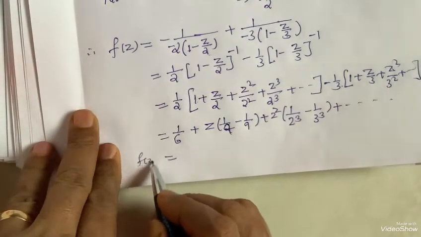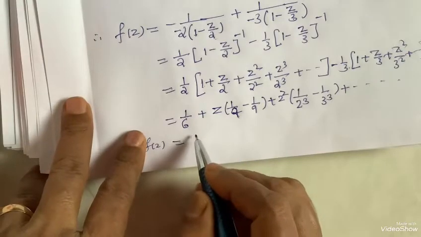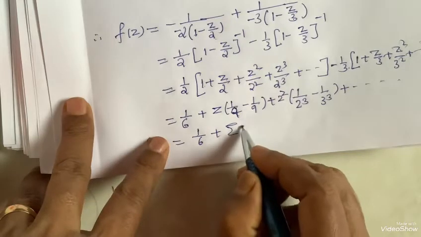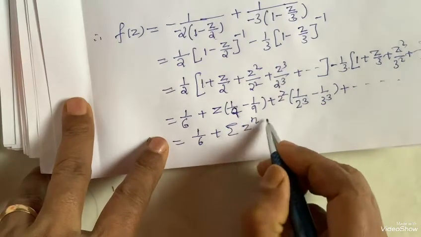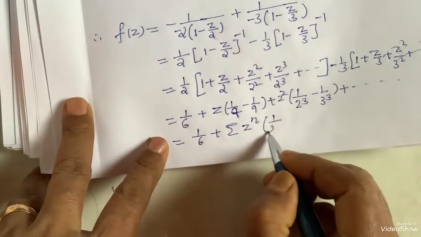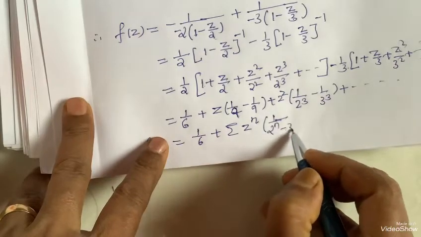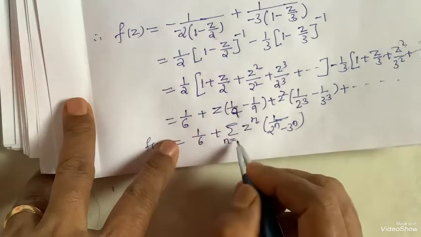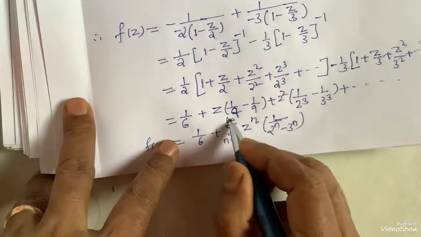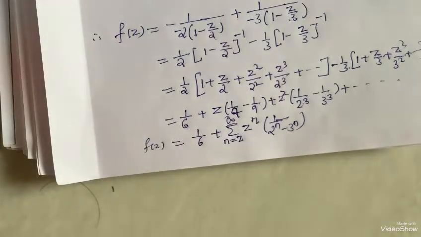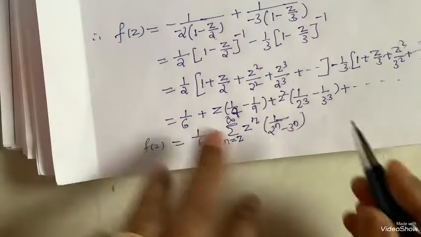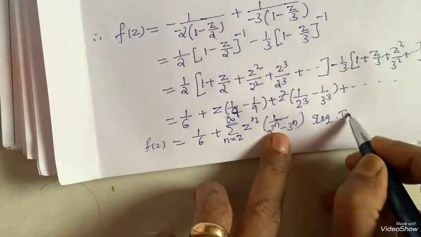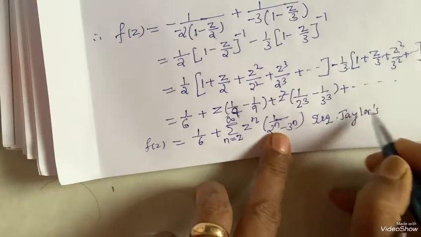f of z is, you write, f of z is 1 by 6 plus summation z raised to n, 1 by 2 raised to n minus 1 by 3 raised to n, where n is from 2 to infinity. Okay, so this is the required Taylor's series.